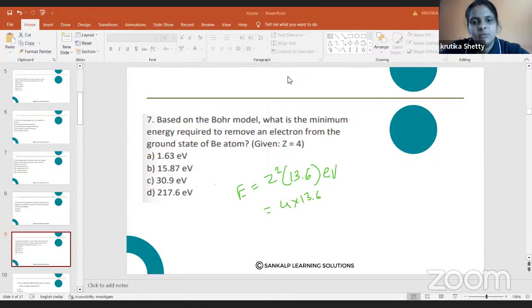Yes, what is the answer here, students? Formula I told you what to do. Correct. Yes, Harshita, next. Damini, Shilpa. Okay, everybody is getting the answer. That is option D is right. It is 217.6 electron volt. Okay. Next question.